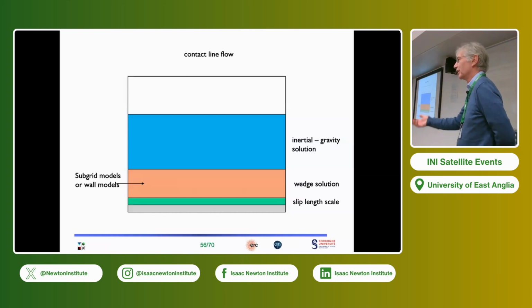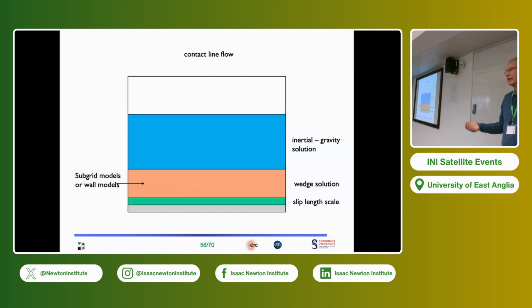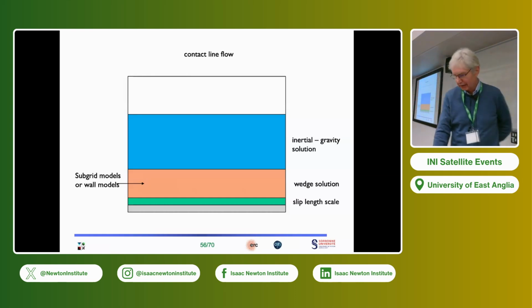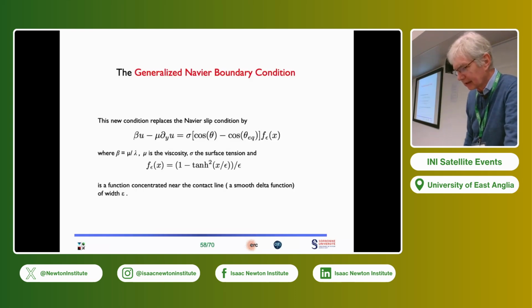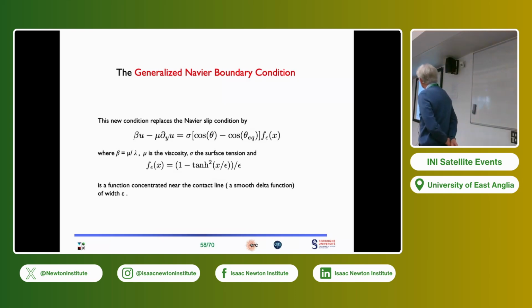So I said I didn't have time to talk about the receding line, so I will not talk about it too much. But for the receding line, there is a very good model due to Legendre and Maglio that uses the Cox-Voinov theory to devise a subgrid model. But we don't know whether any of these models are valid for unsteady flow. And this is a problem, so that's how I'm going to occupy the remaining time. So beyond the classical model, I suggest another type of model, which is the generalized Navier boundary condition.